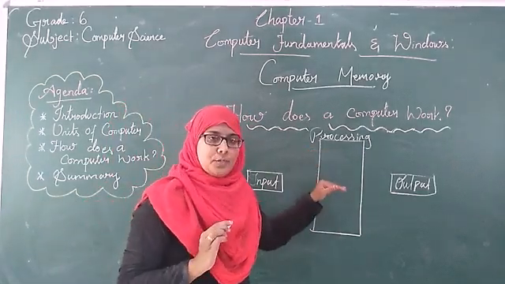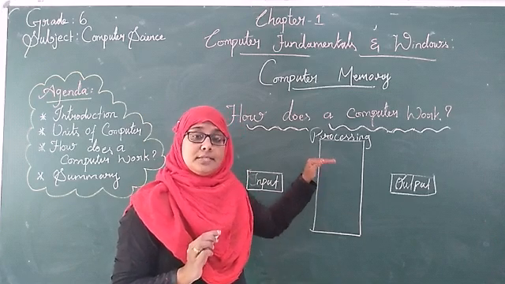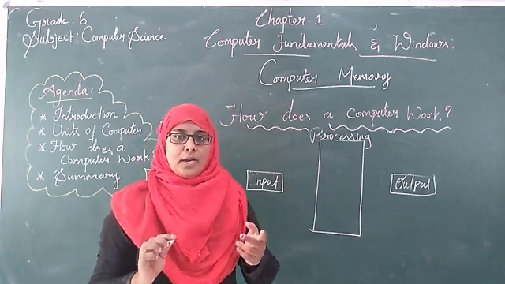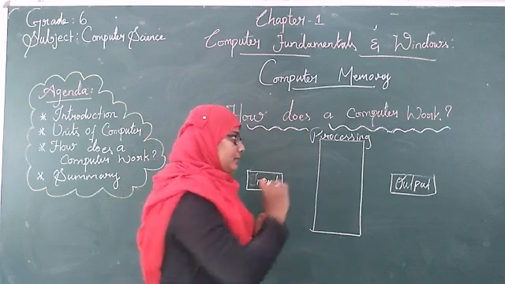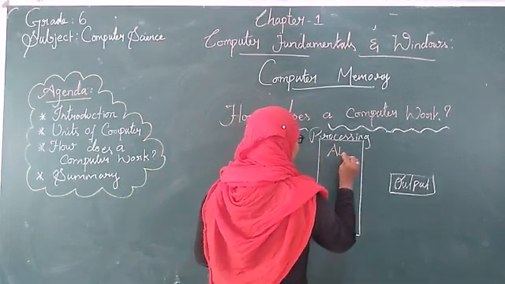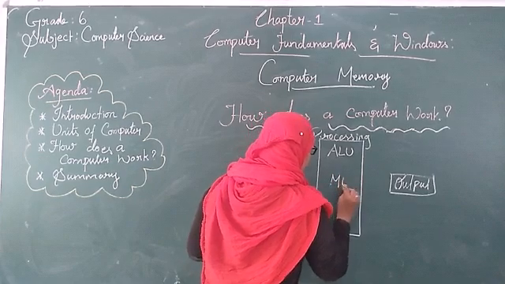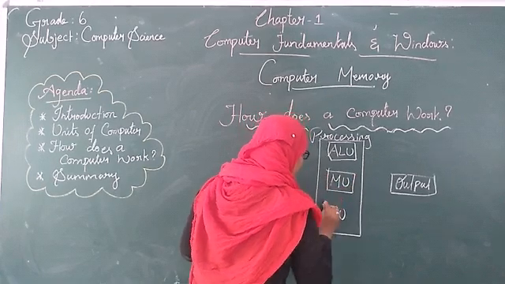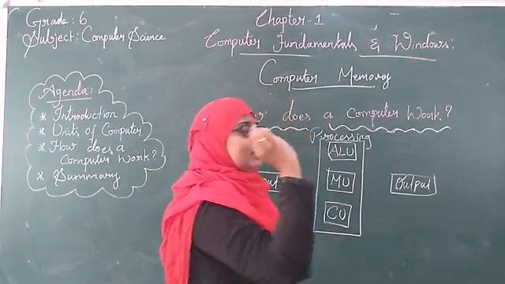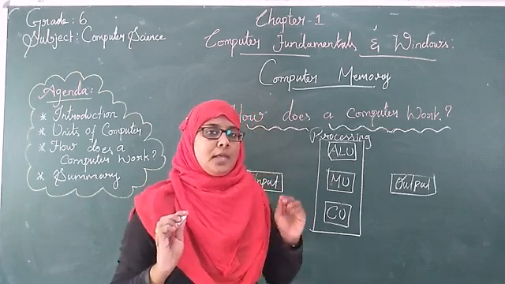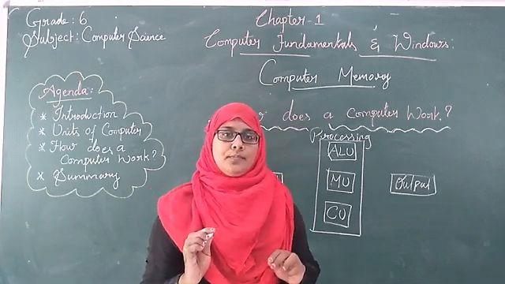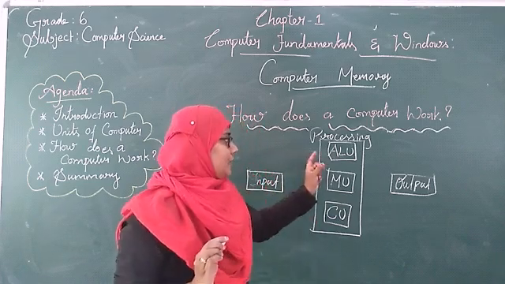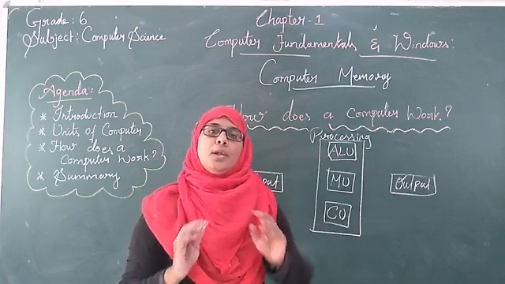Again, this processing unit, what is another name for the processing unit? Central processing unit. This processing unit is subdivided into three units. They are ALU, MU and CU. We'll see about these one by one. So ALU stands for arithmetic and logical unit. This unit will do two kinds of operations. One is arithmetic, another one is logical operations.